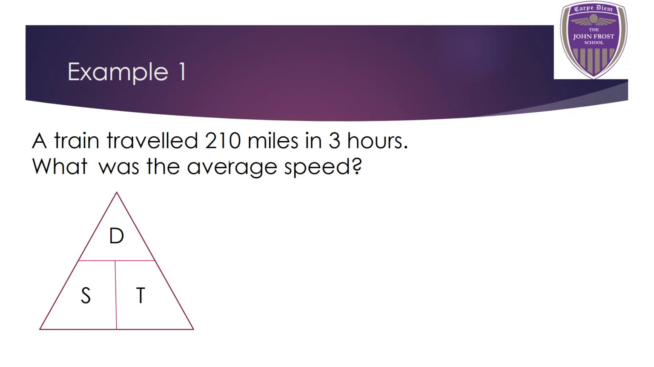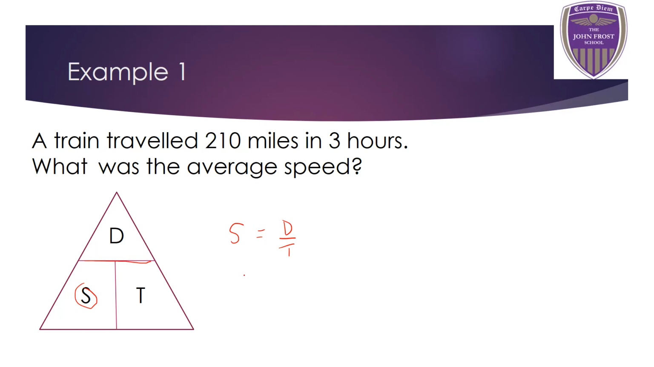We have a train that's traveled 210 miles, and it took 3 hours to do the journey. We're being asked, what was the average speed? Now, the reason why average is in there is because at some points of the journey, the train might be traveling quite slowly. It might be stopped at some occasions at a station, or it might even be traveling at quite a high speed as well at parts of the journey, which is why we say it's an average speed. So just a reminder there, speed is distance over time. So in short, the average speed is the distance divided by the time.